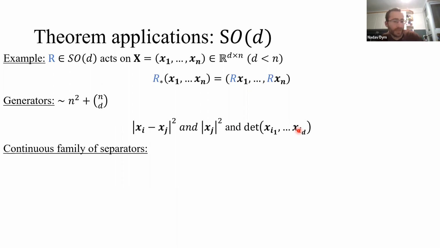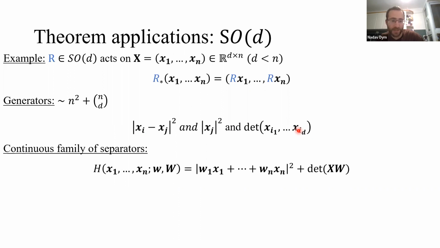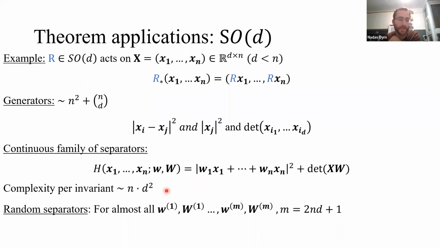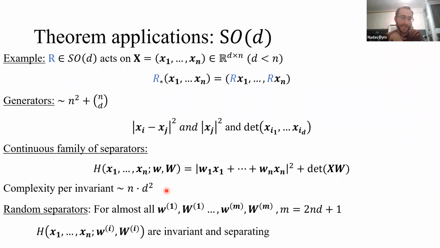Okay, but again, if you can build from these generators, you can build some continuous family of separators. Okay, so as we had before, you have these weight functions, and then you can also add some matrix W here of the correct dimensions. It has to be n by D, right? And this will always be invariant for any choice of little w and big W. And from this choice, you can reconstruct all of these functions. So essentially, this continuous family does separate, and the complexity of computing each one of these things is not too bad, and you don't need too many, only 2ND plus 1, and you're done.